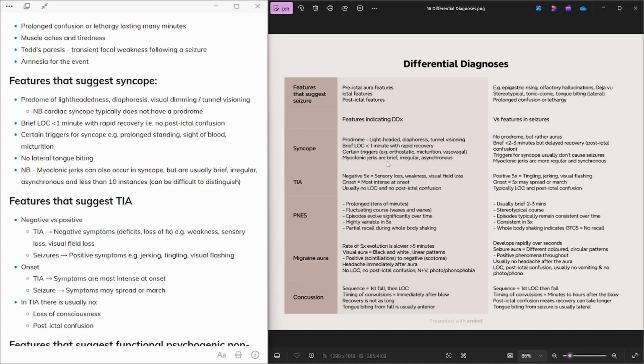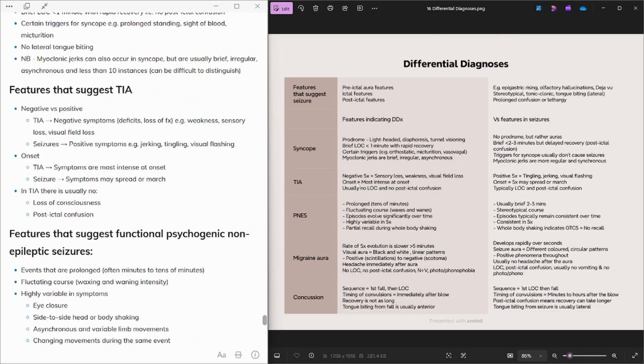Myoclonic jerks in syncope can also occur, but these are typically brief, irregular, and asynchronous, whereas the myoclonic jerks in seizures are typically more regular and synchronous in nature. And in syncope, there is typically no lateral tongue biting, whereas lateral tongue biting is more specific for seizures.